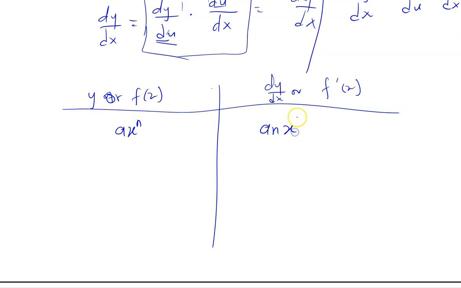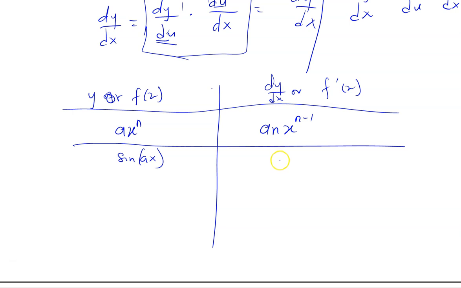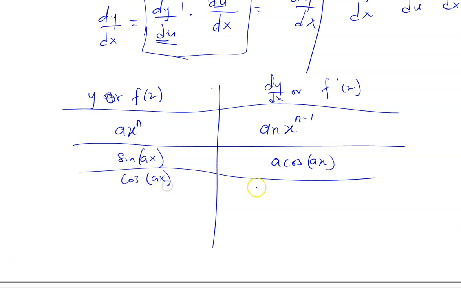An x^(n-1). Please take note of it. It's very, very important. It's a general formula. So if I have sin(ax), then its differentiation is going to be a cos(ax). If I have cos(ax), it's going to be negative a sin(ax). Take note of it.